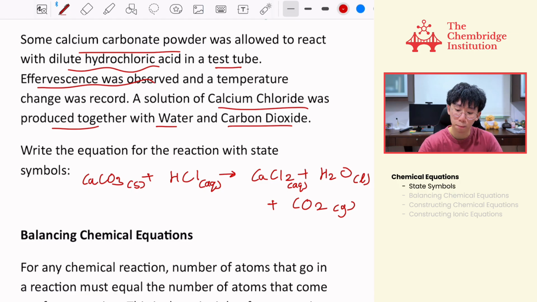And then make sure to balance the equation, which is something we'll run through later as well.